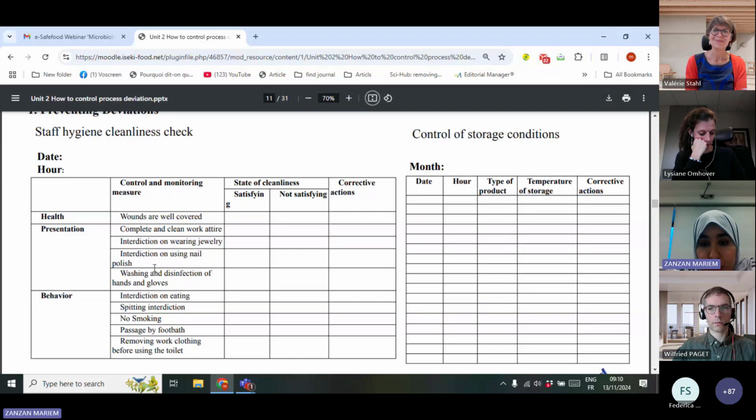The same for the control of storage conditions. We monitor the storage environment for temperatures, and the product type is also crucial for preventing spoilage.